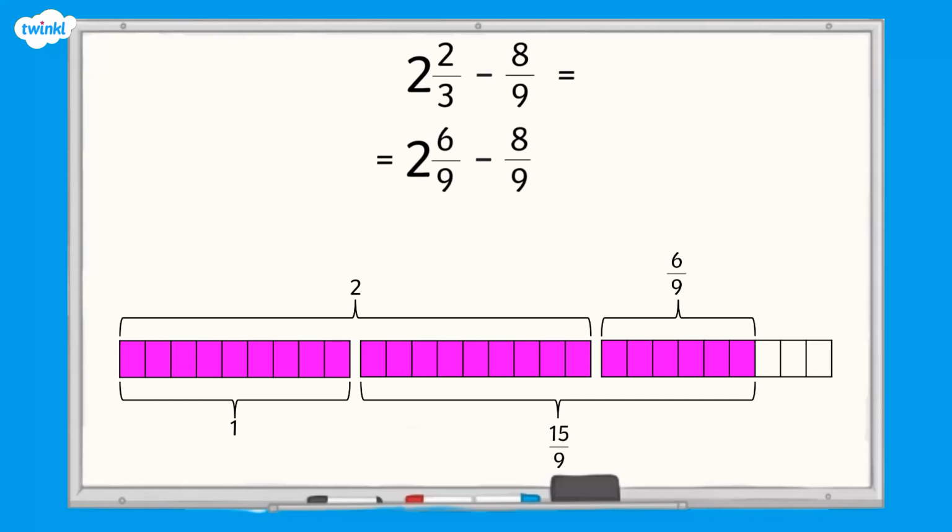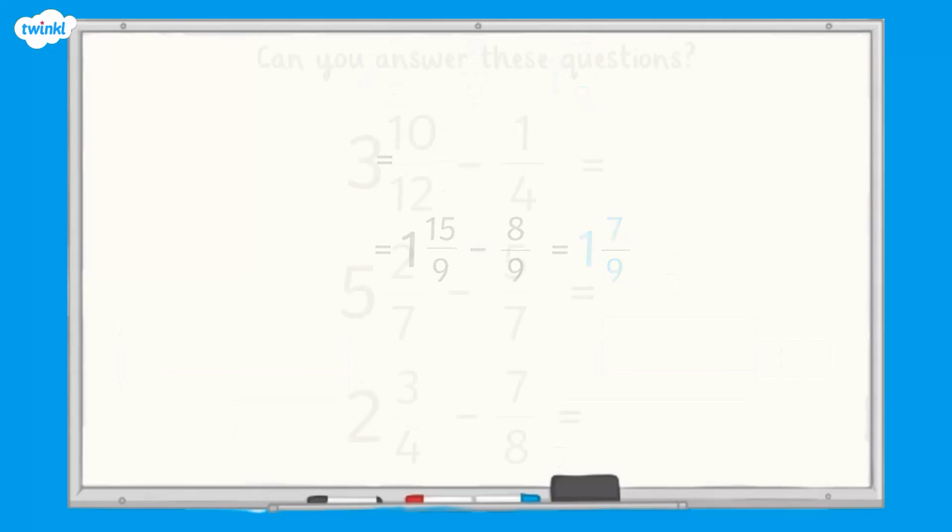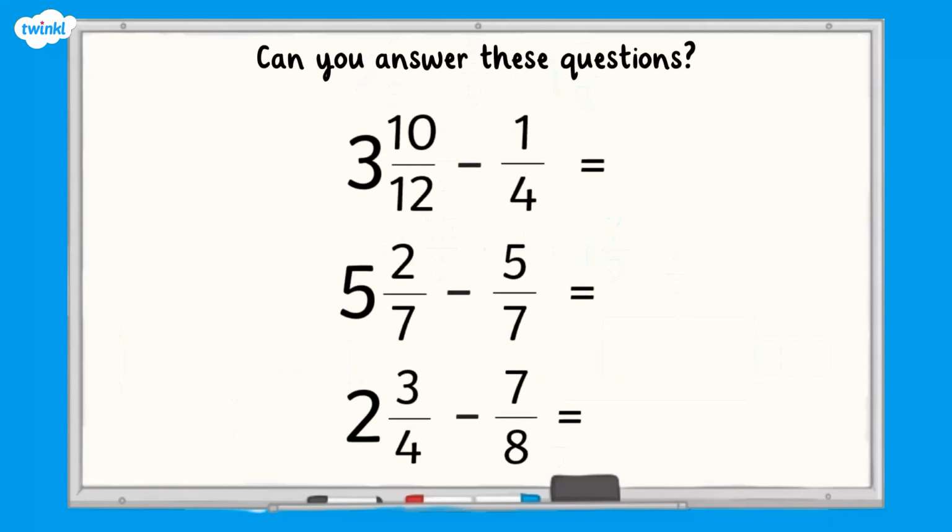Our calculation now becomes 1 15/9 subtract 8/9. 15/9 subtract 8/9 equals 7/9. So 1 15/9 subtract 8/9 equals 1 7/9. 2 2/3 subtract 8/9 equals 1 7/9. Now it's your turn. Remember to check that the fractions have a common denominator before you subtract, and draw fraction bars to help if you need to. Pause now while you answer the questions.